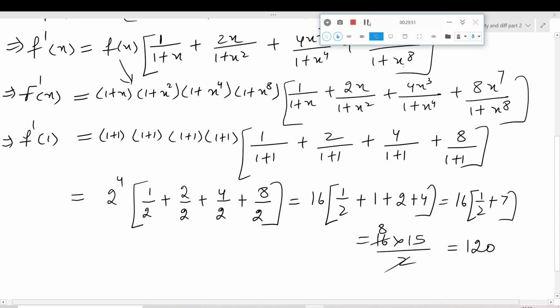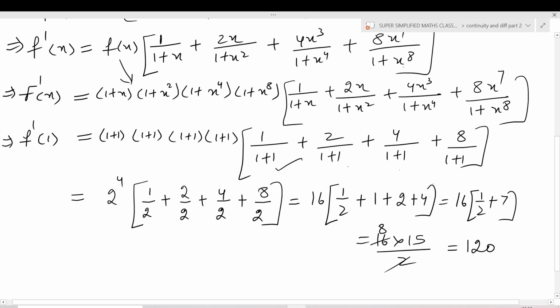So now you can see this becomes 2 raised to the power 4 and 1 upon 2, 2 upon 2, 4 upon 2, 8 upon 2. So we have calculated all this, you can see, and we get the answer to be 120. So the value of f dash 1 is 120.